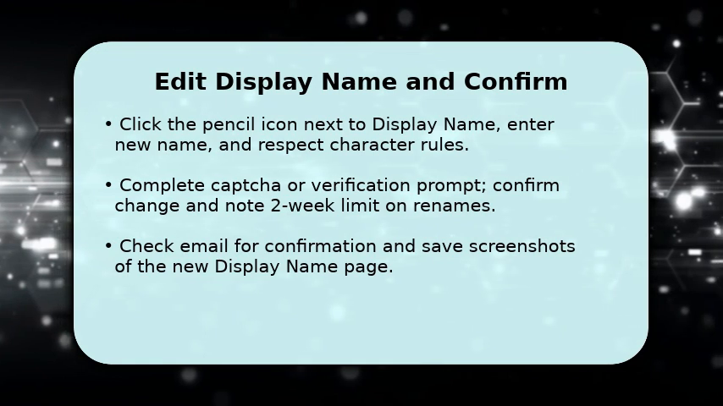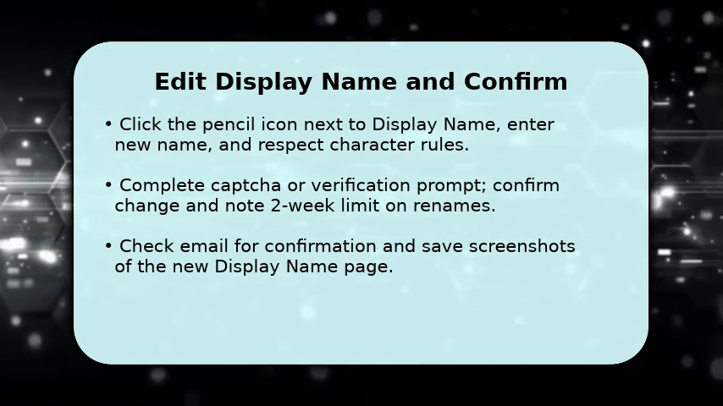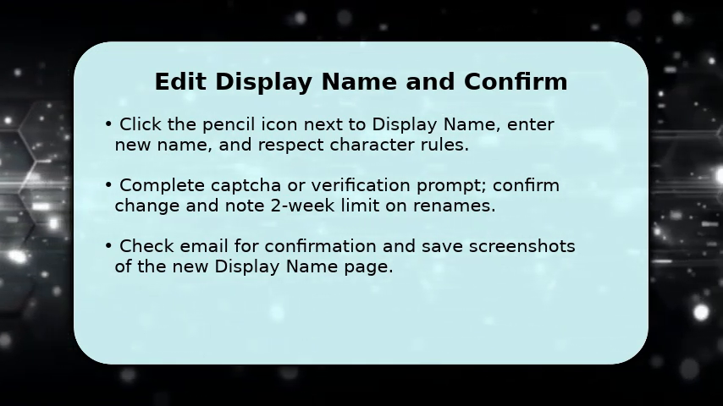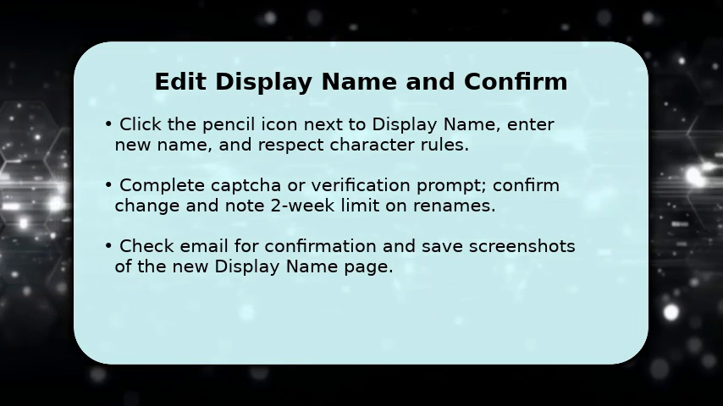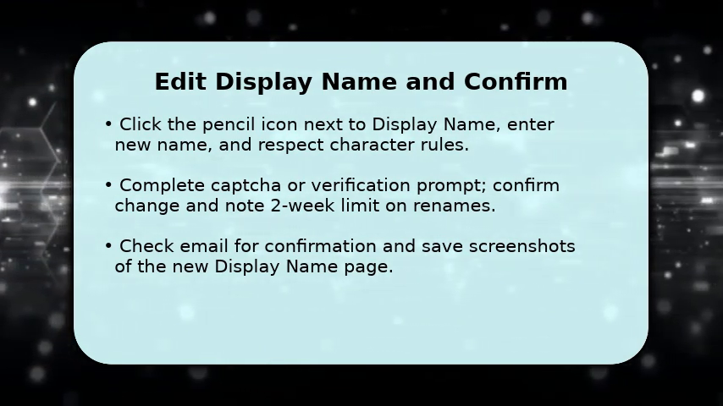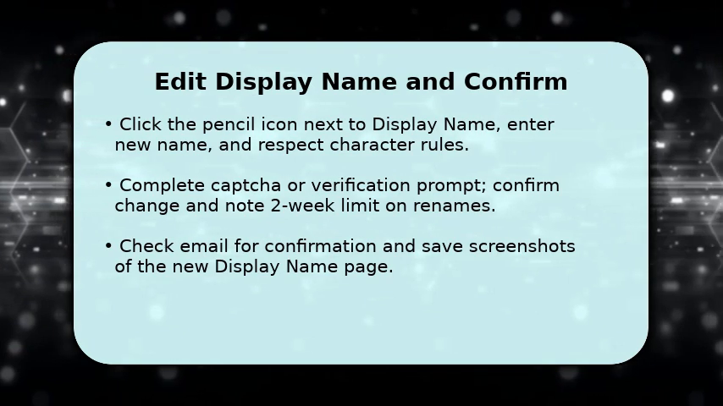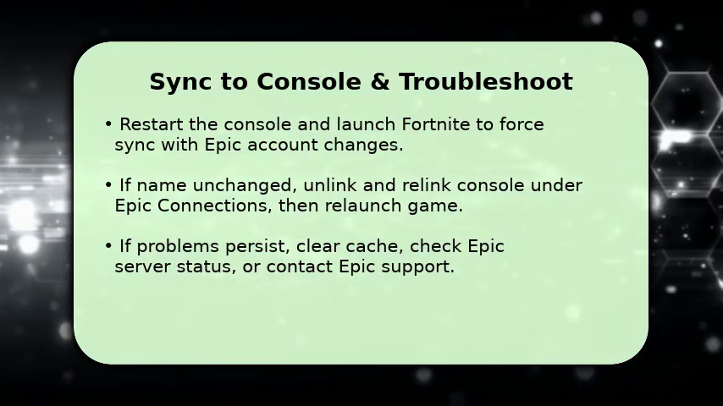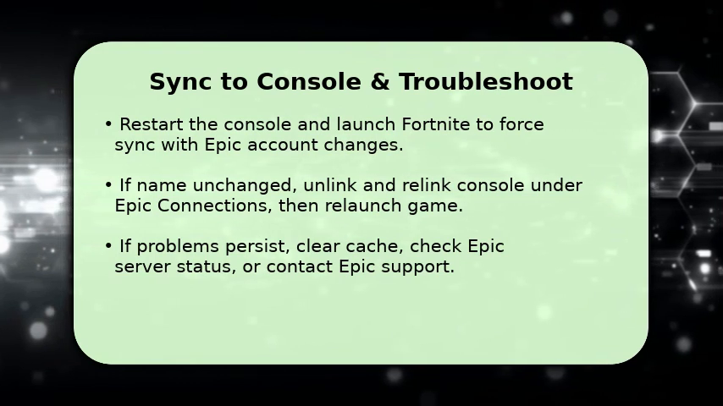After submitting, you'll get an email confirmation. Open it and confirm if required. Make sure to screenshot the updated display name page for your records so you can troubleshoot. Finally, restart your console and launch Fortnite so the game pulls the updated Epic display name. This forces a fresh sync.